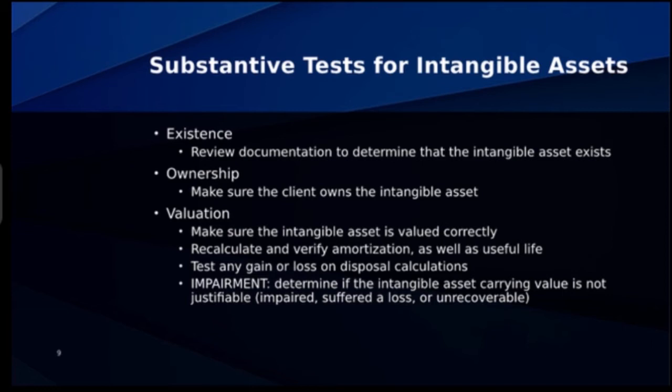Finally, is that intangible asset impaired? And we'll talk about impairment in a second, but determine if the intangible asset's carrying value is not justifiable. Has it been impaired? Suffered a loss? Is it unrecoverable? So these are things that we can apply to both tangible and intangible assets, but impairment usually talks about goodwill, in which that goodwill does not exist anymore related to that acquisition that you have, and then must be brought down as it was impaired.